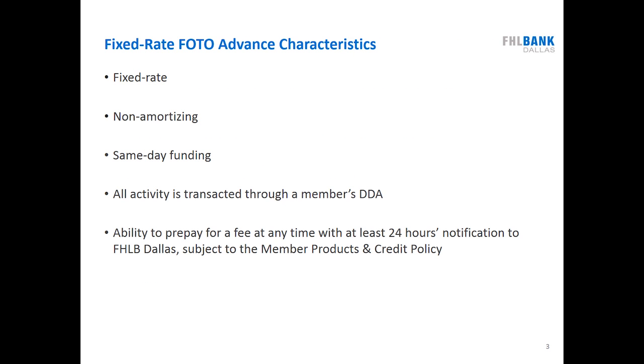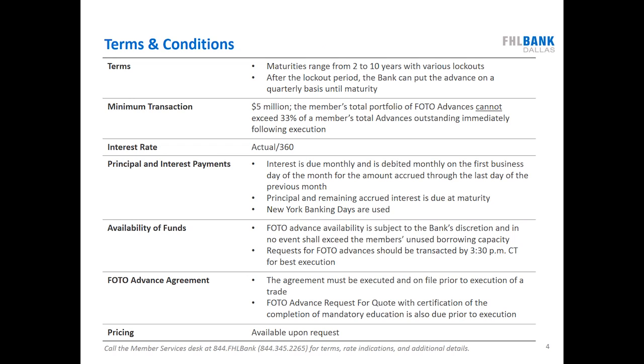Let's start by discussing some of the basics of fixed-rate put advances. They are fixed-rate, non-amortizing, are available the same day, are transacted through your DDA, and are prepayable for a fee at any time with at least 24 hours notification to FHLB Dallas. Maturities range from 2 to 10 years with various lockouts. The minimum transaction size for a put advance is $5 million.